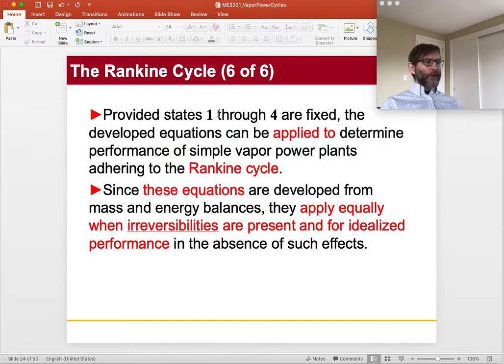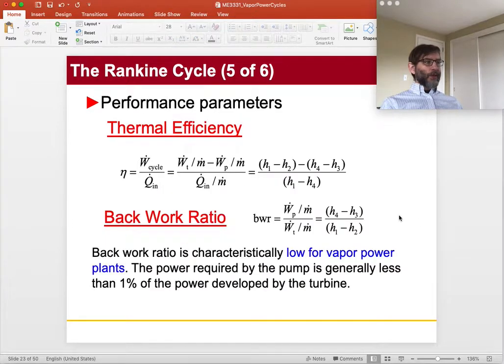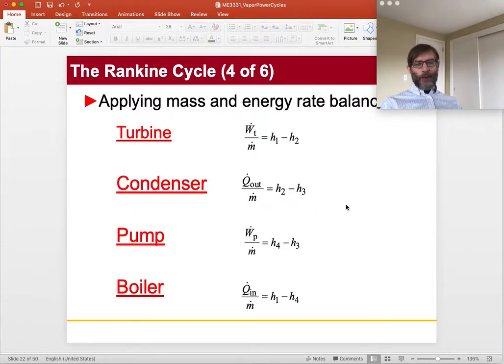Okay, provided states 1 through 4 are fixed, meaning a steady state, they're not changing. The developed equations can be applied to determine the performance of simple power plants adhering to the Rankine cycle. Since these equations are developed from mass and energy balances, they apply equally whether irreversibilities are present or for idealized performance. So this is an important point: these equations apply whether it's reversible or not reversible. It doesn't matter, because this is all first law stuff.